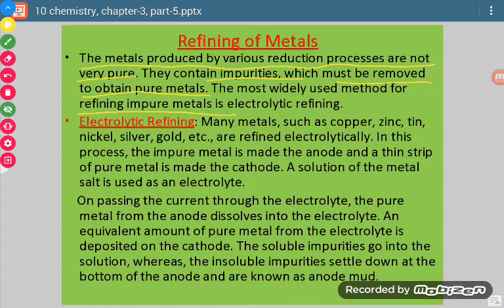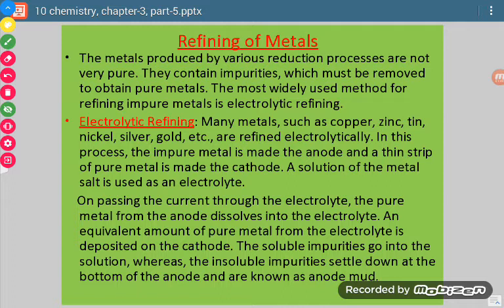Now a very important refining process is electrolytic refining. As the name suggests, there is use of an electrolyte. What is an electrolyte? An electrolyte is a substance which conducts electricity in its molten state or in its aqueous solution, just like sodium chloride is an electrolyte.